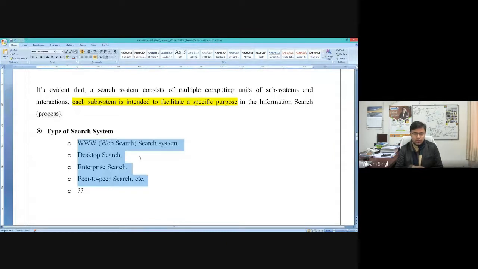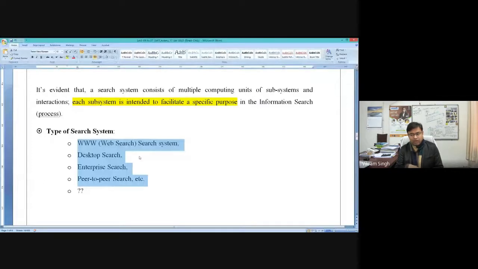The first primary type of search system is the web search system, of which one example is Google search. Then we could have MSN search. I mean, we could have Yahoo search. Nowadays, I don't know whether it is working or not, there is Rediff search also. Rediff search engine was also there.